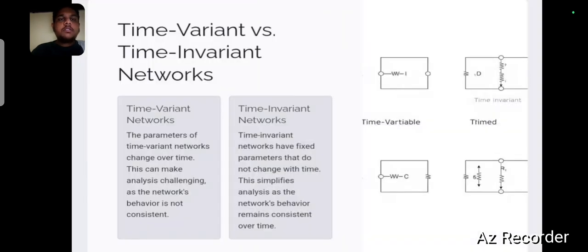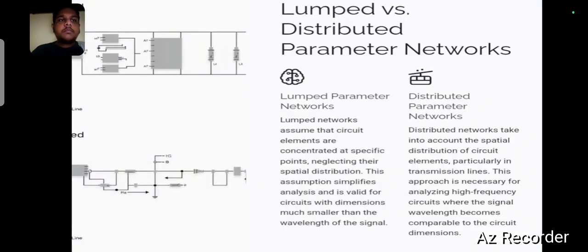Time variant versus time invariant networks. Time variant networks. The parameters of time variant networks change over time. This can make analysis challenging as the network's behavior is not consistent. Time invariant networks have fixed parameters that do not change with time. This simplifies analysis as the network's behavior remains consistent over time.